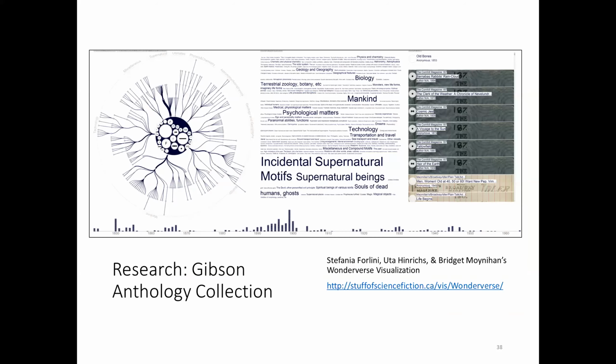And the next one here is? Yes, so this is an example of sort of visualization used by a researcher in the library. This is Stefania Forlini and Uta Hinrichs and Bridget Monahan working in Calgary with one of our special collections. We have this crazy collection of 800 anthologies of early science fiction, and they created this visualization to look at that special collection, the distribution over time, by subjects, by keywords, that let you sort of pick through those anthologies and pull out interesting things. And we have the link there if you want to go online and see this visualization and explore it yourself.